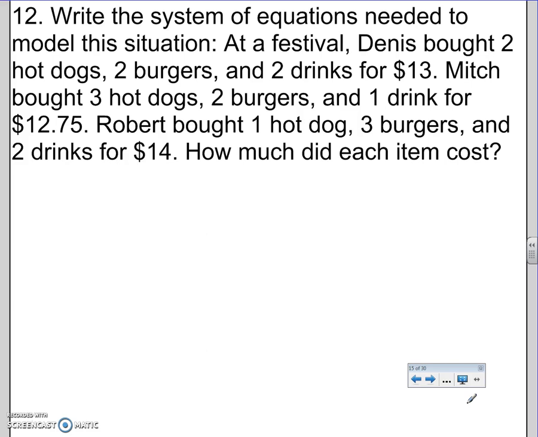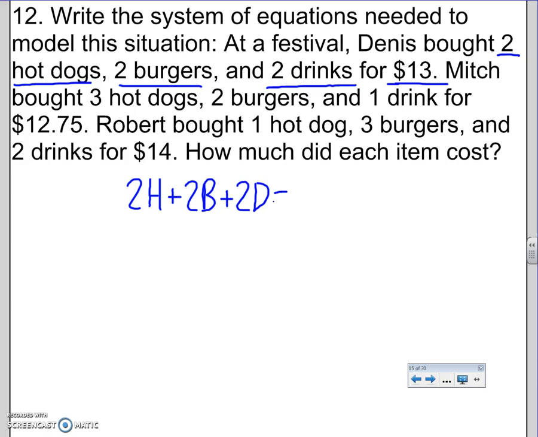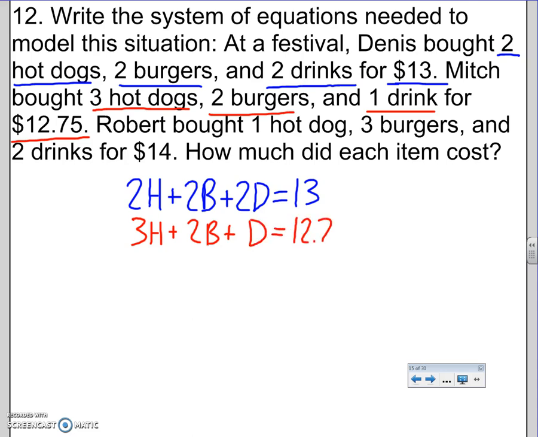So Dennis, the first guy, bought 2 hot dogs, 2 burgers, 2 drinks, and paid $13. All right, so that's my first equation. Let's see, hot dogs, burgers, drinks. Let's do H for hot dogs, so 2 times H, plus 2 times B for burgers, and 2D for drinks. Paid $13. Next equation, Mitch was 3 hot dogs, 2 burgers, 1 drink for $12.75. So 3H plus 2B plus 1D, or just D. You can put the 1 or not, equals 12.75.